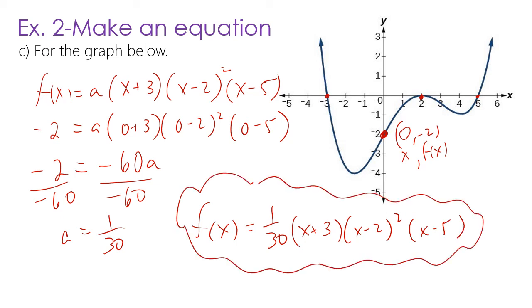As a built-in self-check, if you got a negative for your a value, you probably know you're wrong based off of this graph because the end behaviors are going to infinity, meaning it's pointing up, meaning our leading coefficient should be positive. Otherwise, it would be pointing down, going to negative infinity.